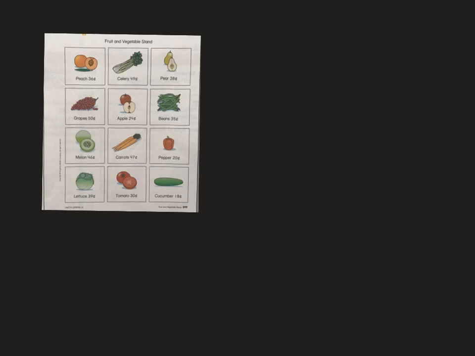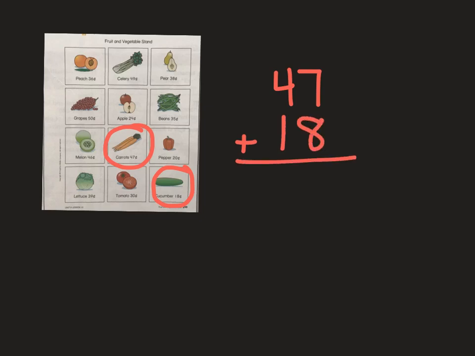All right, that same page again of the fruit and vegetable stand, and this time I'm going to choose 2 different items to purchase. I'm going to choose the cucumber for 18 cents and the carrot for 47 cents. So I'm going to set up my equation: 47 plus 18. I'm going to show the building method for this problem.